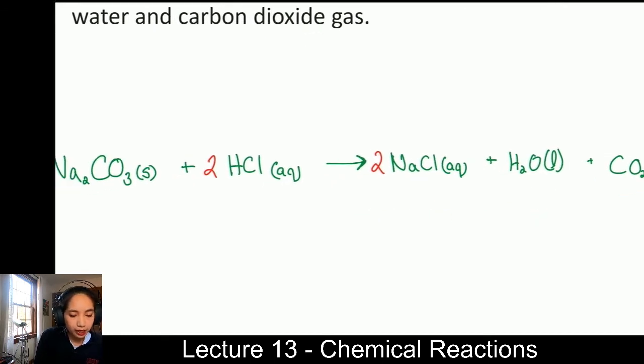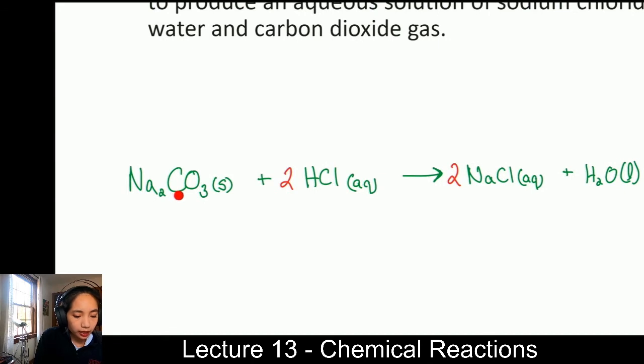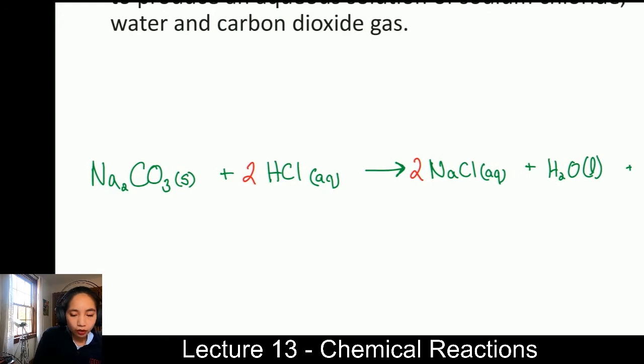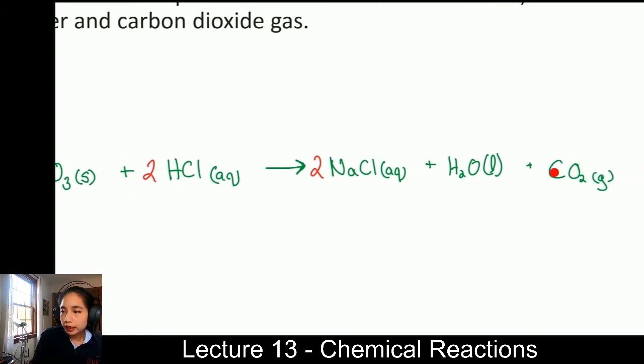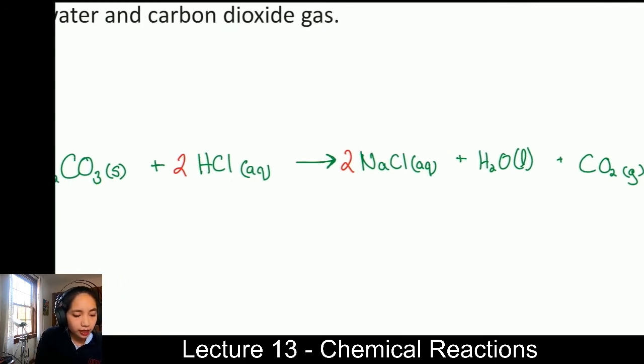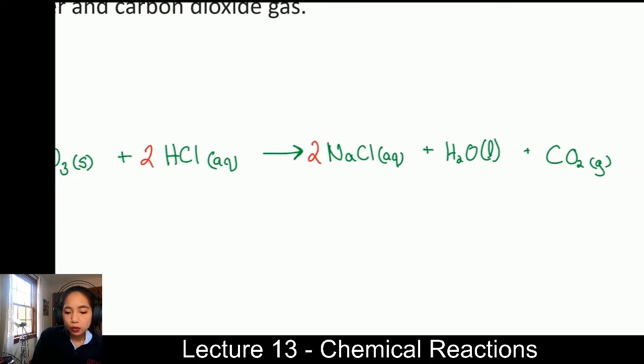And then if I look at other elements, carbon. There's only 1 carbon in sodium carbonate because there's an implied 1 in front of sodium carbonate, that's solid. 1 carbon, and then there's 1 carbon in our CO2 molecule, so carbon's good. And lastly, oxygen. There's 3 oxygens on our reactant side, and there's actually 2 places where oxygen shows up on our products. So you want to count all of the oxygens. So there's 1, 2, 3. So there's 3 oxygens on our product side. So that's balanced too.